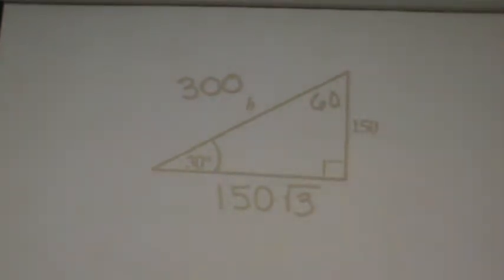So if I gave you a 30, 60, 90 triangle and I gave you the hypotenuse, what I would do is cut that in half, that's your shorter side, and then multiply that by square root of 3. So these are the things you've got to think about. And then the last one right here.